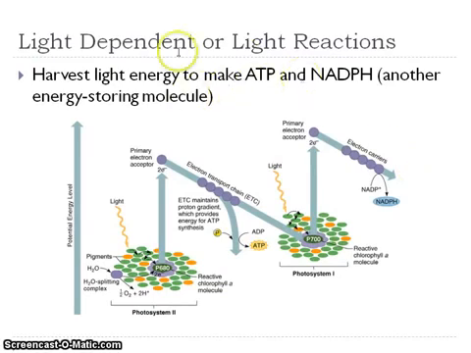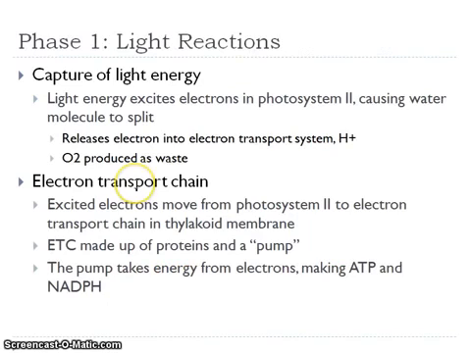Our light reactions are also known as light-dependent reactions, and the point of these is to harvest light energy to make ATP and that other molecule that's super important to storing energy, NADPH. So in our light reactions, we're capturing energy and using this light energy to excite electrons in photosystem II, causing water molecules to split in half. When we're splitting water molecules, we're getting two different products. We are releasing oxygen, which is a waste product, and we're also getting electrons in the form of hydrogen molecules.